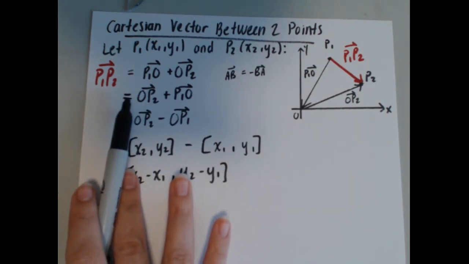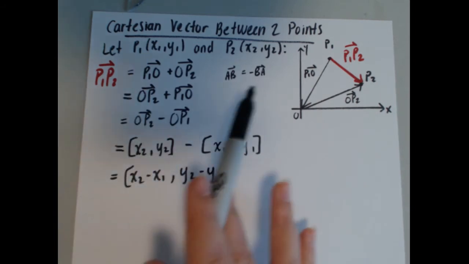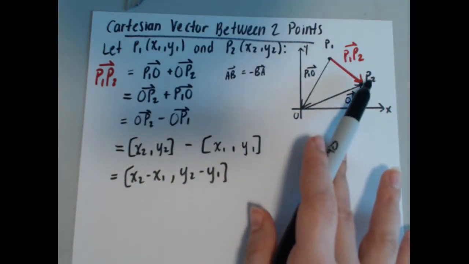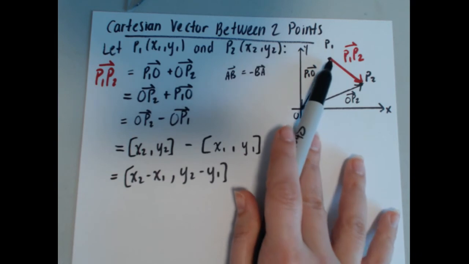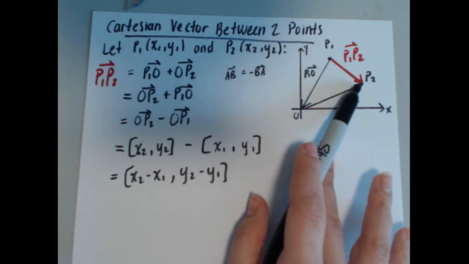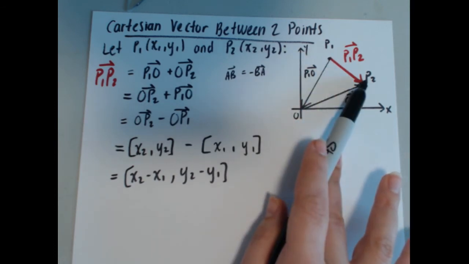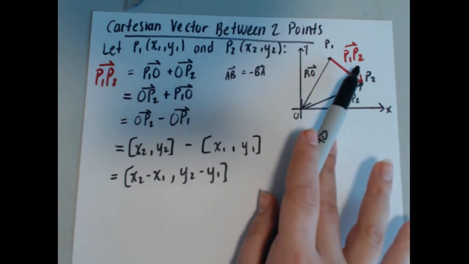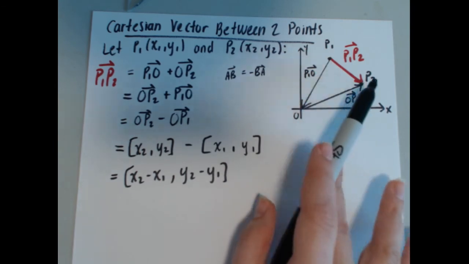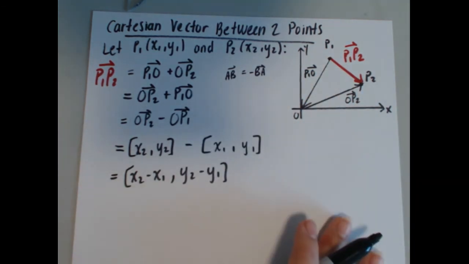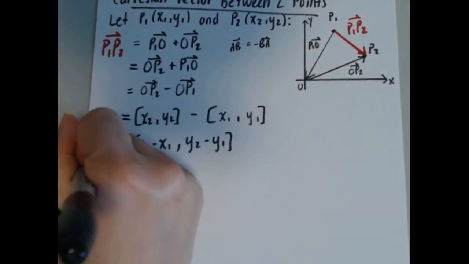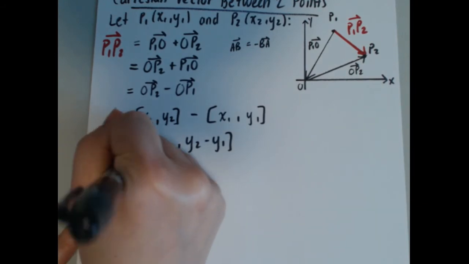What I said at the beginning was we're trying to figure out a way to find the distance between these points. But guess what? The distance between points P1 and P2 is equivalent to the magnitude of the vector between P1 and P2, because the magnitude of this vector is telling us its length. And if we know its length, we know the distance. So now we are going to try to find the magnitude of P1P2.